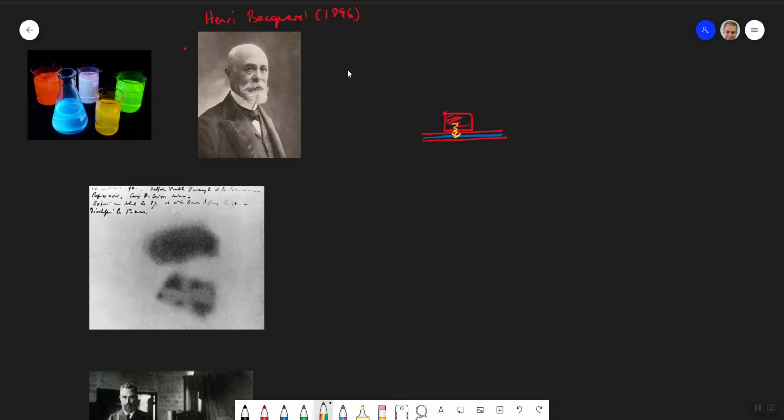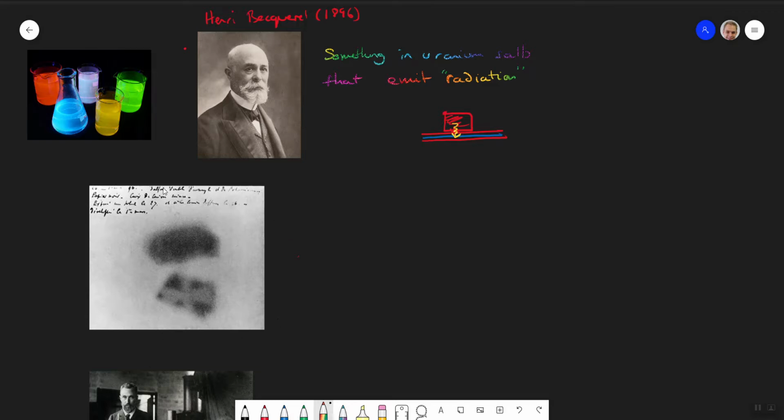So there's something in uranium salts that emit radiation. Now, I'm going to put that in because that term doesn't exist at the moment. That's not invented until the Curies turn up.